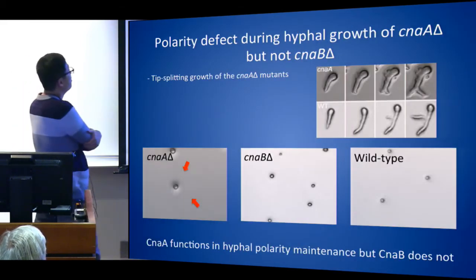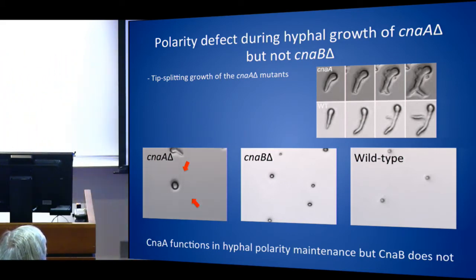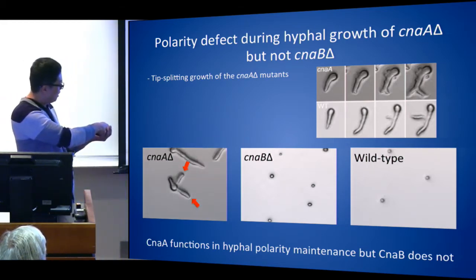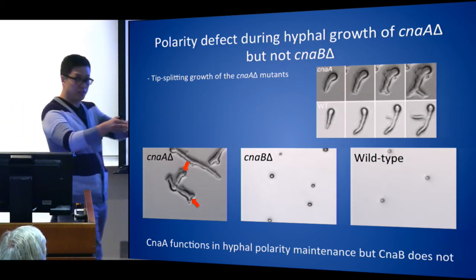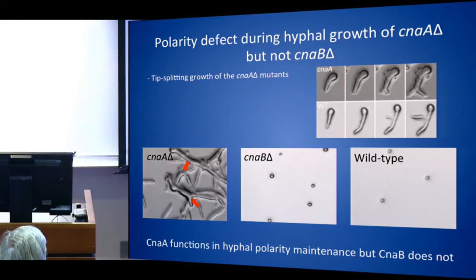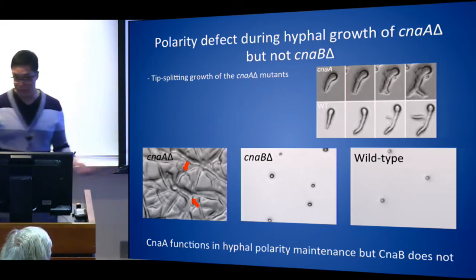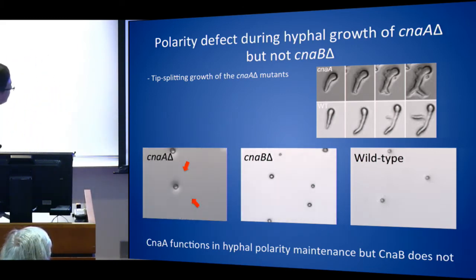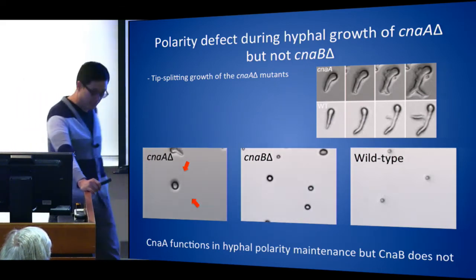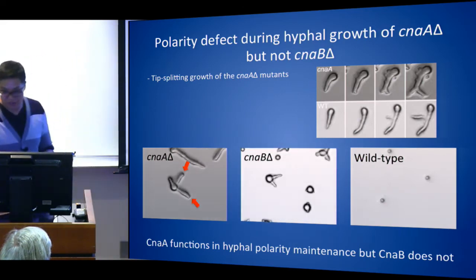Another interesting phenotype of CNA A is tip splitting. Mucor hyphal growth is normally in one single direction. It goes very well. But in this mutant, as you can see, the hyphal tip is just split. It grows multidirectionally. That means this mutant fails to maintain hyphal polarity, but this does not happen with the CNA B mutant. That still says this is a separate role. It seems like Mucor evolved 3 or multiple catalytic subunits to assign separate roles during its evolutionary trajectory.